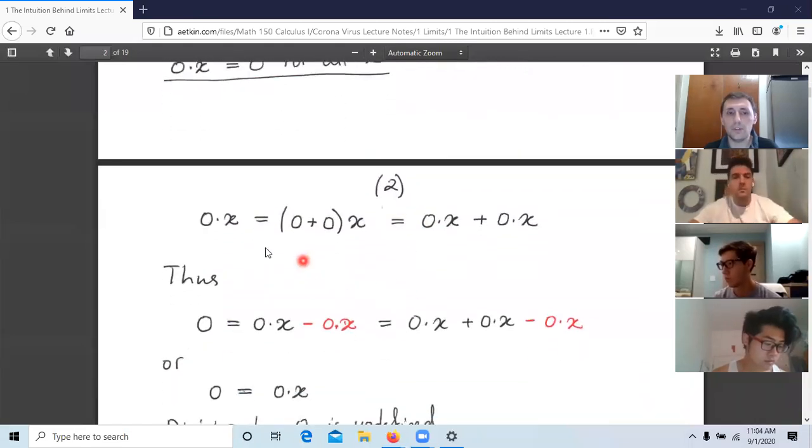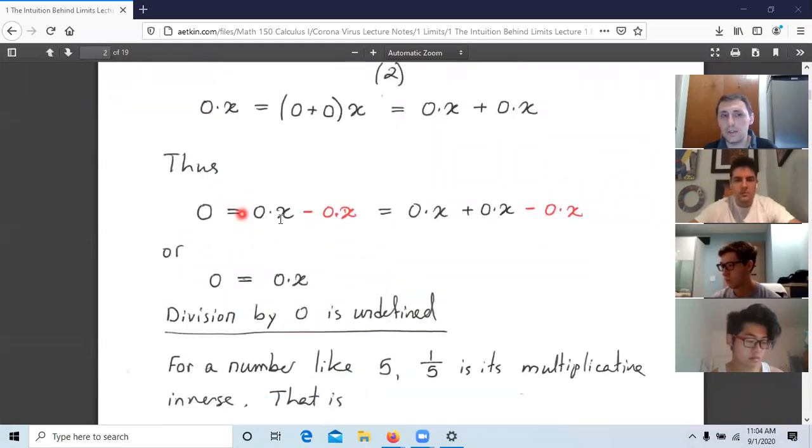So how do we know that? Okay, so 0 times x equals 0 plus 0 times x, which is equal to 0 times x plus 0 times x. And then we can just cancel, right? So what can we do? We can just subtract 0 times x from both sides, and we get that 0 equals 0 times x. In case you have not seen such a proof, that's a simple proof that 0 times anything is 0. It's not just some philosophical thing, okay?